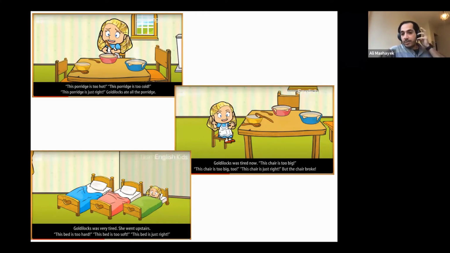Then she needs a chair to sit on. One is too high, one is too low. And she finds the one that's the right height. In the process, she breaks one of the chairs. And then she's sleepy. She goes to take a nap. And then there are 3 beds. One is too hard, one is too soft, one is just right. And that's where she falls asleep.